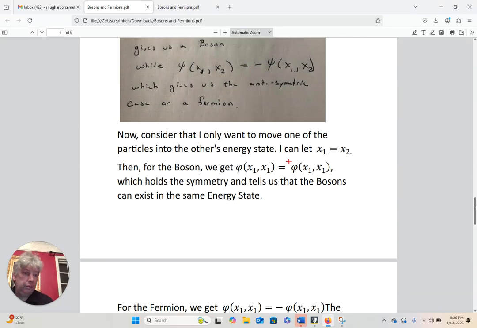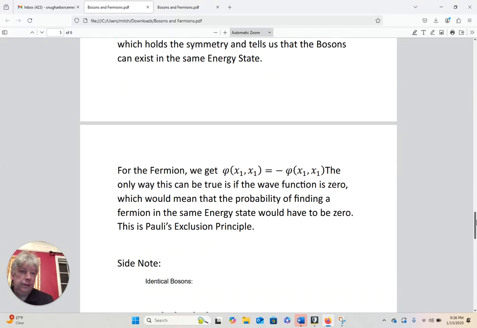Now consider that I only want to move one of the particles into the other's energy state. I can let x1 equal x2. Then for the boson, we get phi of x1, x1 is equal to positive phi of x1, x1, which holds the symmetry and tells us that bosons can exist in the same energy state. But now if we do it for the fermion, we get phi of x1, x1 equal to negative phi of x1, x1. The only way this can be true is if the wave function is 0, which would mean that the probability of finding a fermion in the same energy state would have to be 0. This is Pauli's exclusion principle.